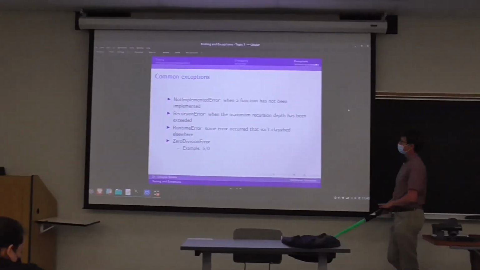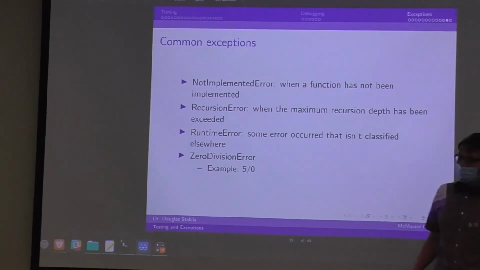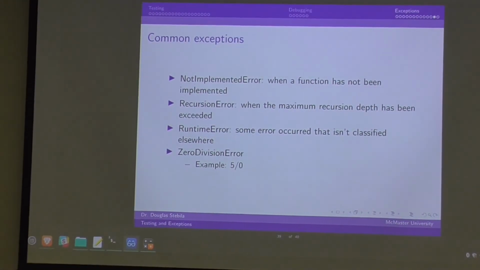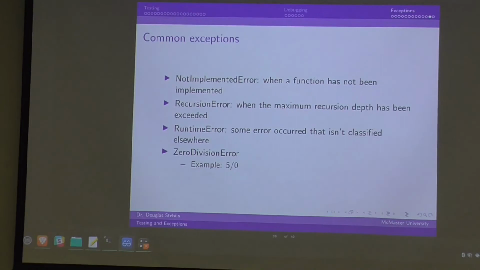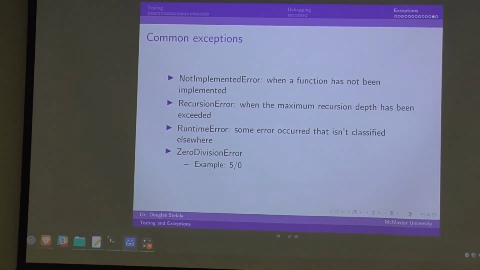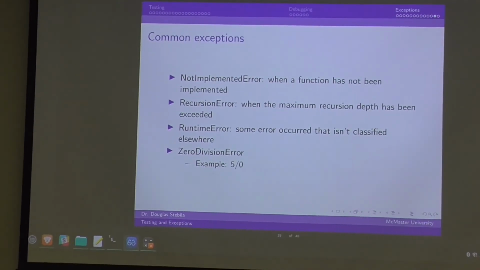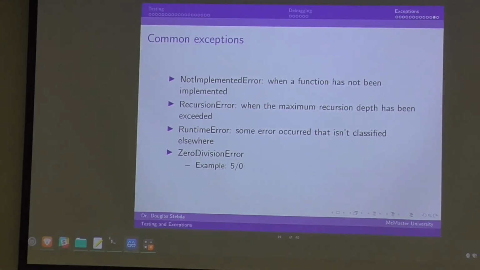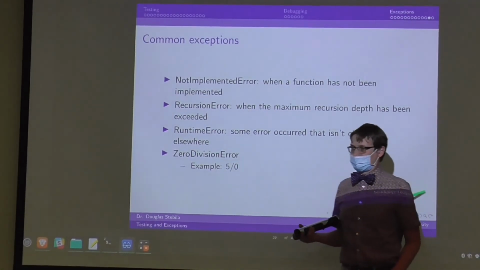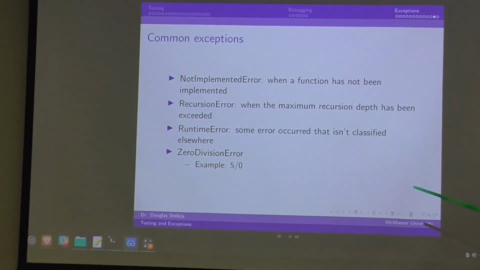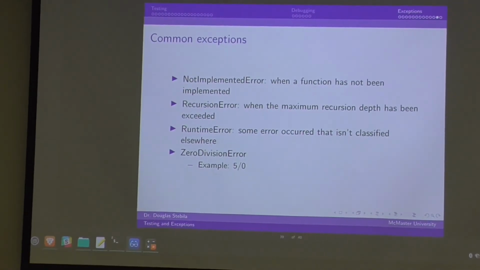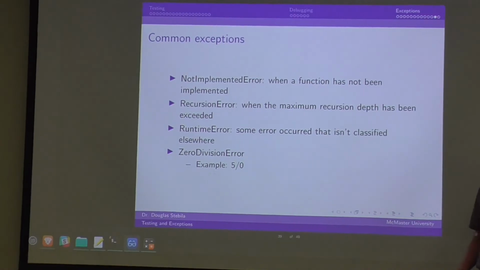Not implemented error. When a function has not been implemented, this is basically a thing that a developer might leave in code to make that code syntactically correct, but if anybody actually tries to use it, it produces an error. Recursion error. When the maximum depth of the recursion has been exceeded. Runtime error, some error that has occurred but isn't classified elsewhere.